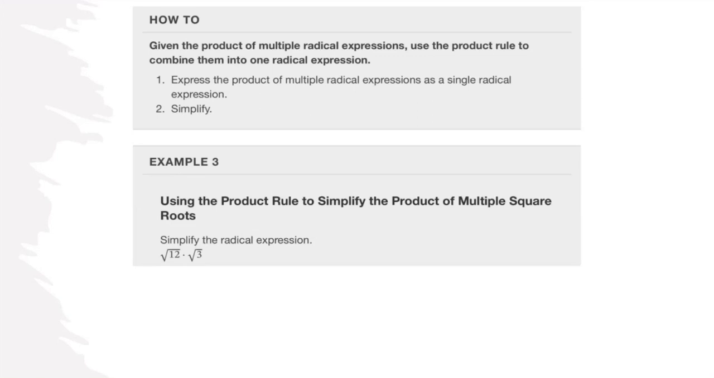So, given the product of multiple radical expressions, I use the product rule to combine them into one radical expression. I think in the previous one, we had the square root of a product and we broke it into the product of square roots. Now we're basically doing the reverse. We have the product of square roots and we're going to combine them into one radical. Okay. So, using the product rule to simplify the product of multiple square roots, simplify the radical expression.